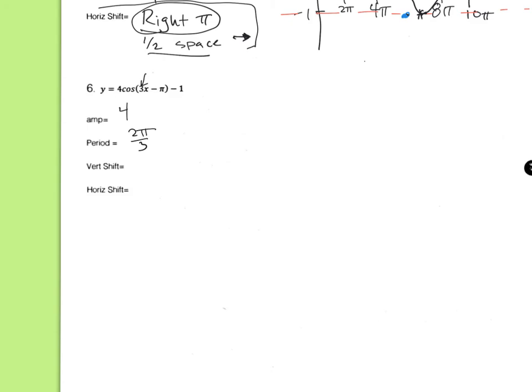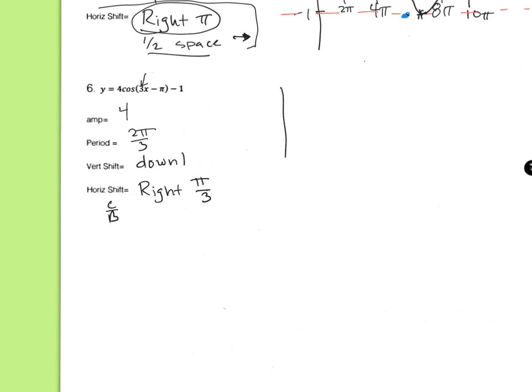The horizontal shift. So left and right. This is going to be, it's minus, so it's right. And then you do C over B. So pi over 3. It's not right pi, it's pi over 3. And the vertical shift, of course, is a minus, so we're going down 1.